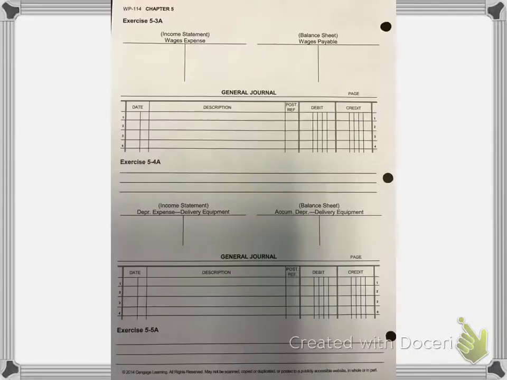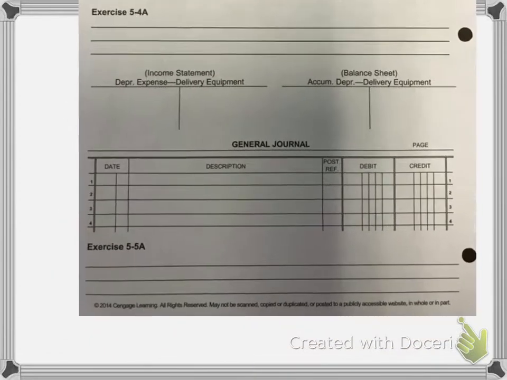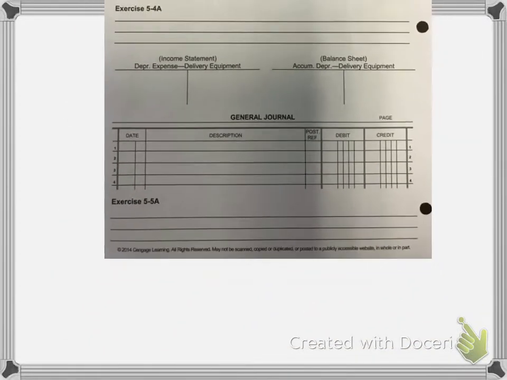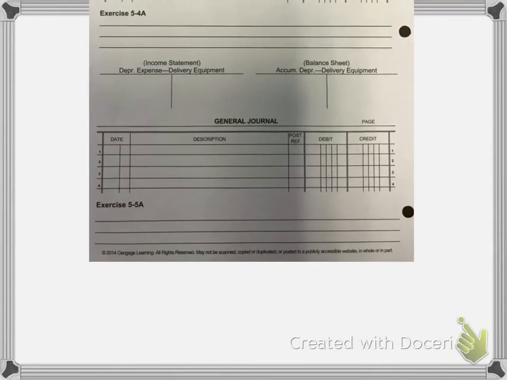Okay, so let's look at exercise 5.4a. Okay, 5.4a says on December 1st, delivery equipment was purchased for $7,200. That's your original cost. The delivery equipment has an estimated useful life of 4 years or 48 months and no salvage value.